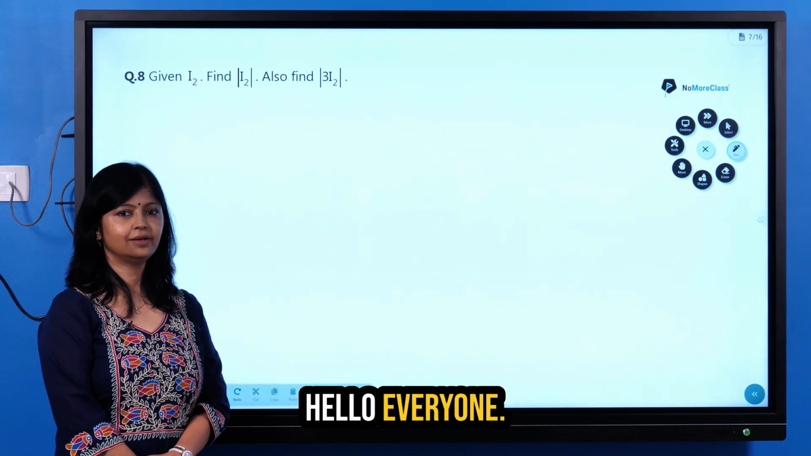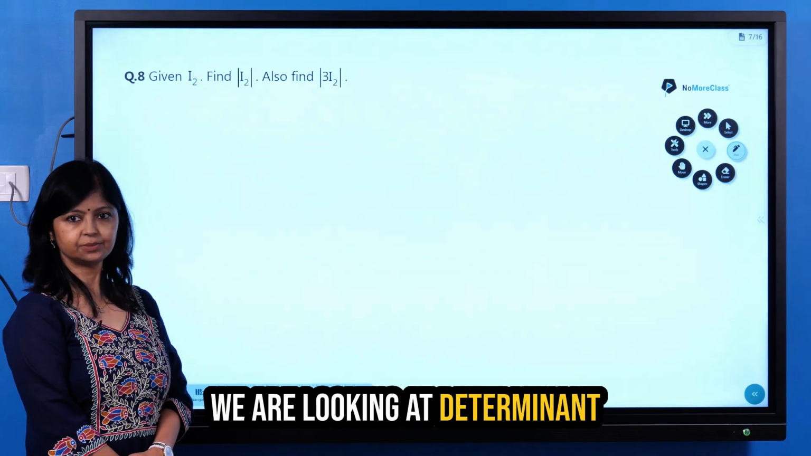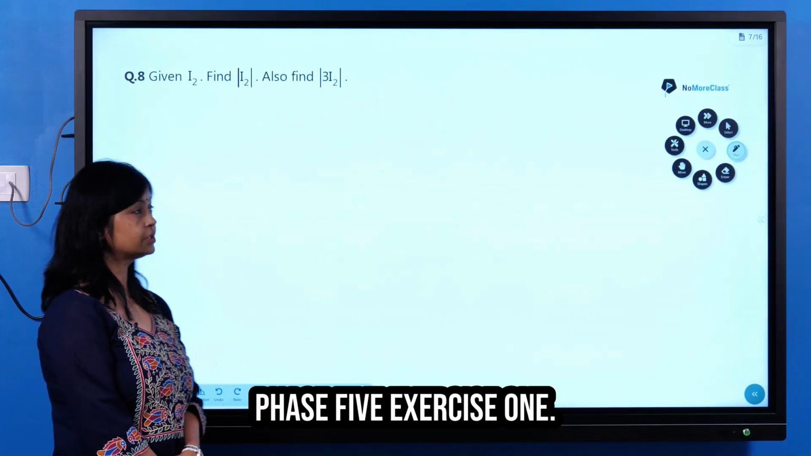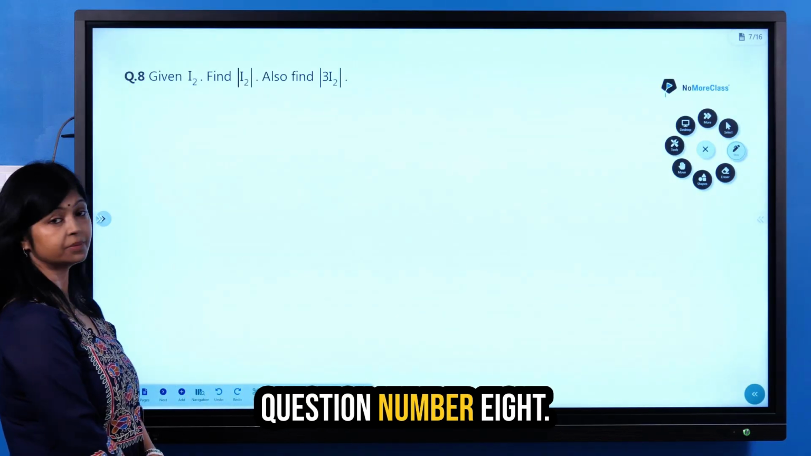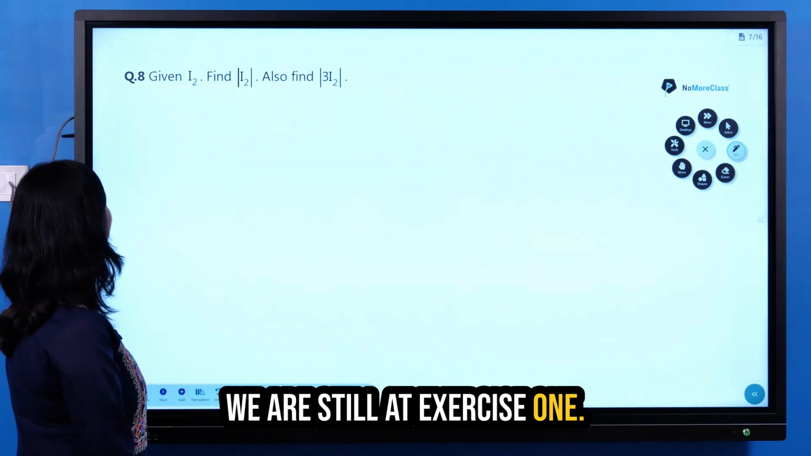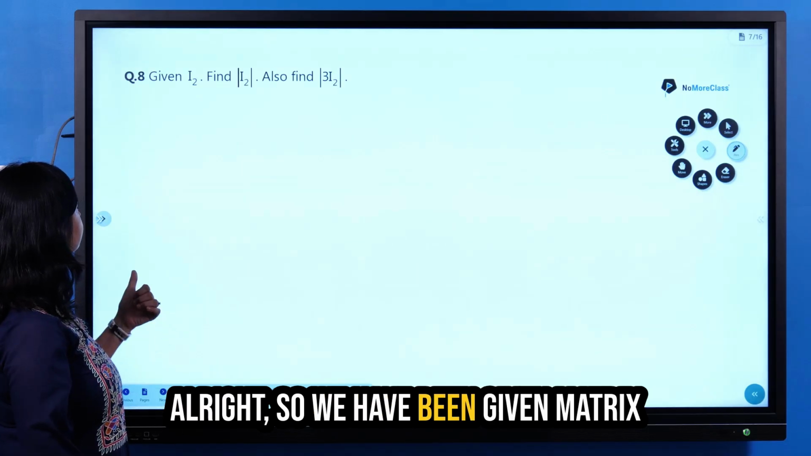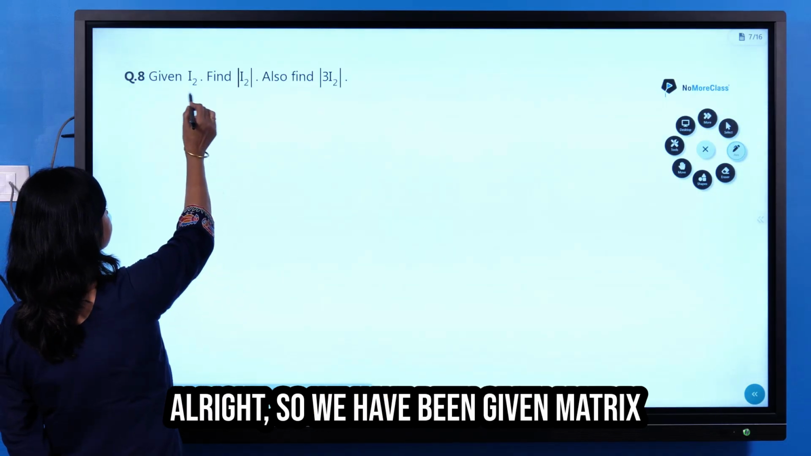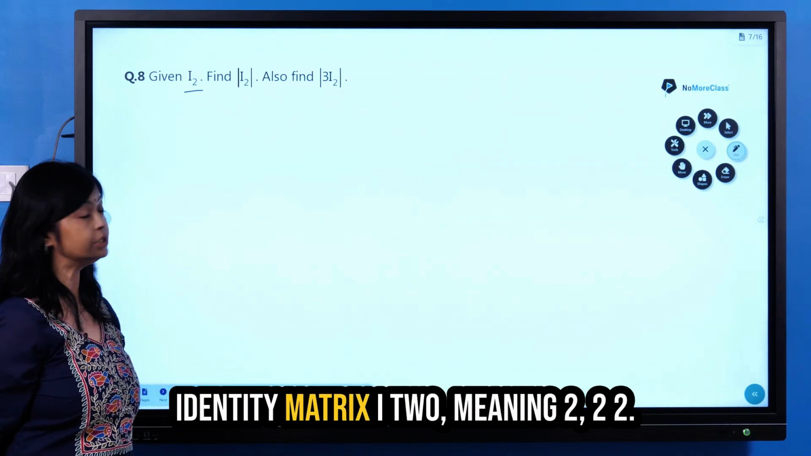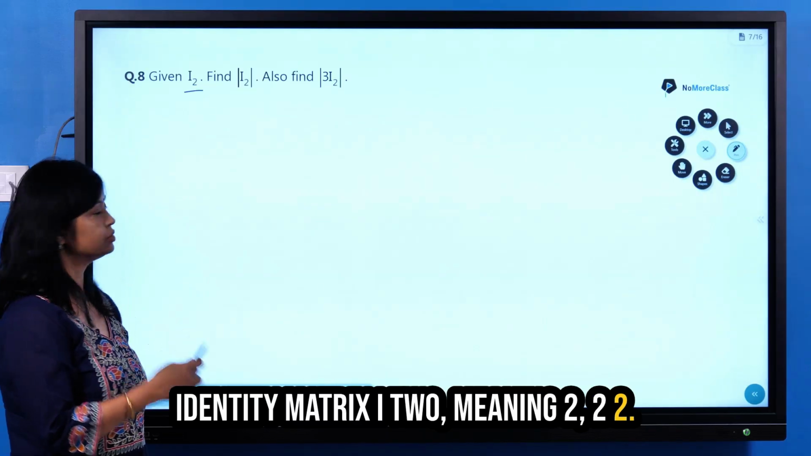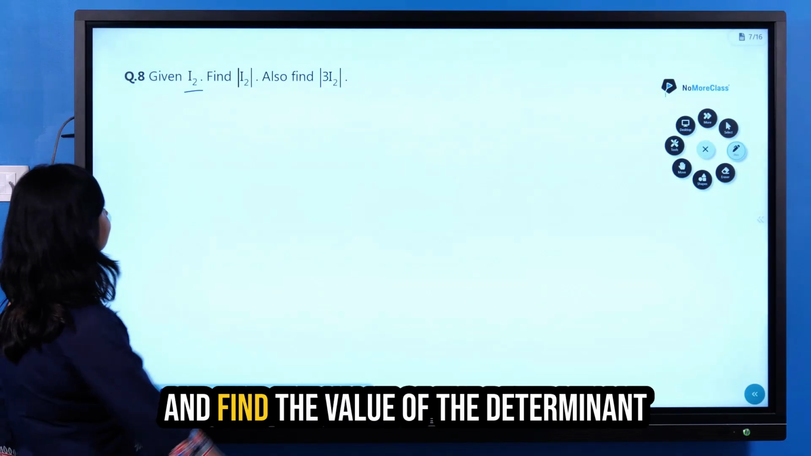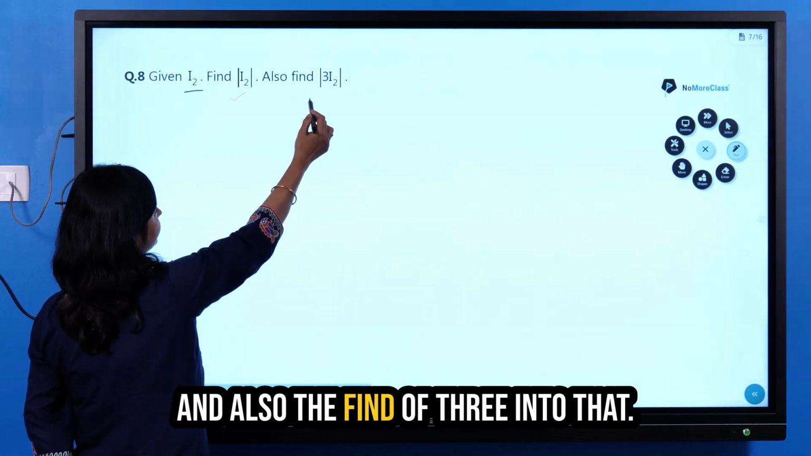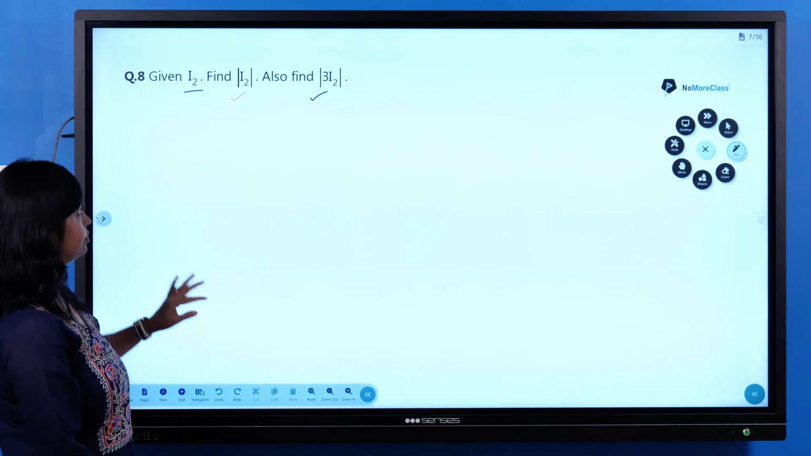Hello everyone. We are looking at determinant phase 5, exercise 1, question number 8. We are still at exercise. All right. So we have been given the identity matrix I2, meaning 2 into 2, and we have to find the value of the determinant and also the determinant of 3 into that.